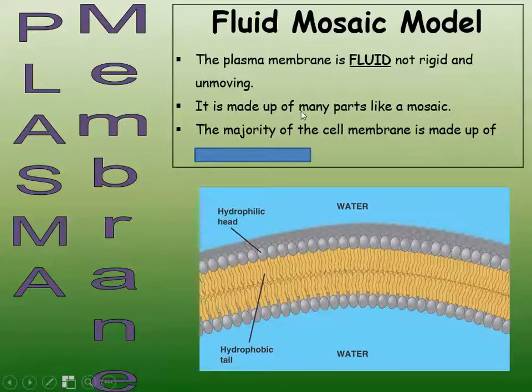So like I said, the mosaic part comes from the fact that it's made up of many parts, right? You have the phospholipid heads, the fatty acid tails, the carbohydrates here, and all the proteins embedded in it. The majority of the cell membrane, however, is made up of those phospholipids. And here you see a nice little picture of the inside of the cell being made up of water, and the outside being made up of water. You see that the phosphate heads, which are hydrophilic, remember, water-loving, are the only thing that comes in contact with the water. These hydrophobic fatty acid tails do not come in contact with the water because they do not like water.